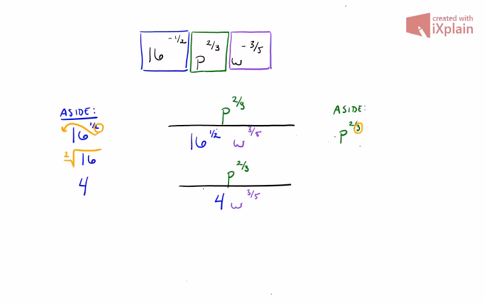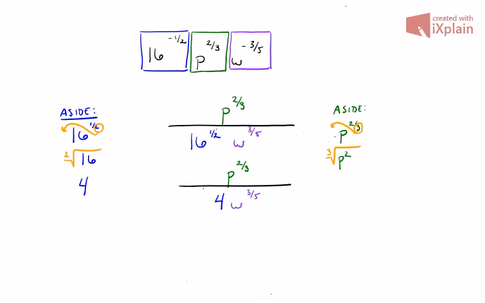Again, the denominator is 3, so that means I can write that as a cube root. And this is going to be p squared. So I only have 2 of that variable underneath a cube root. I don't have enough to move it out. So there's really no point in writing it this way. I can leave it as the 2/3.